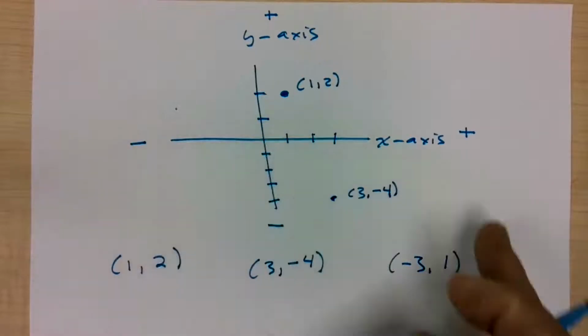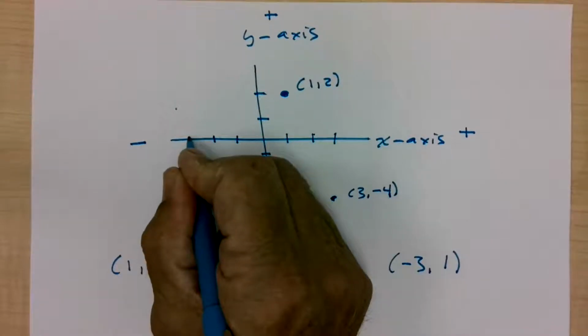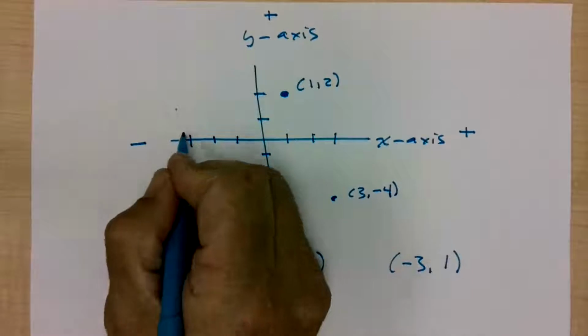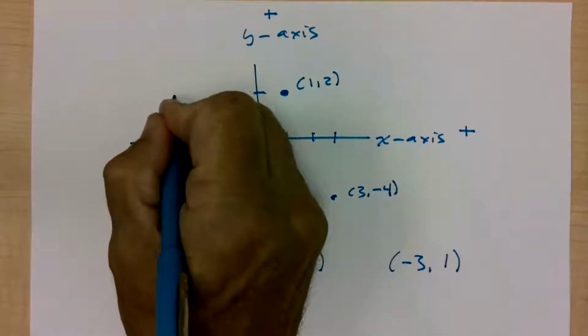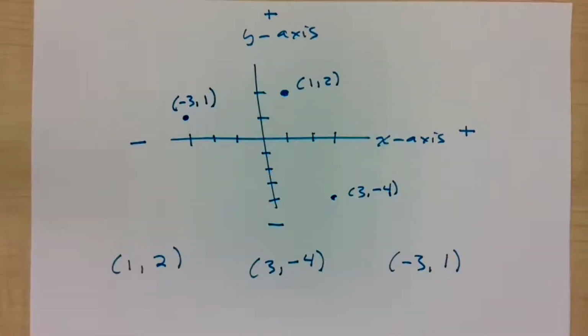If I'm interested in the point (-3, 1), that's -3 in the x direction. So the x direction is left and right. -3 means to the left. 1, 2, 3. So go 3 blocks west, 1 in the positive y direction, and here will give me (-3, 1). And let's do one more.